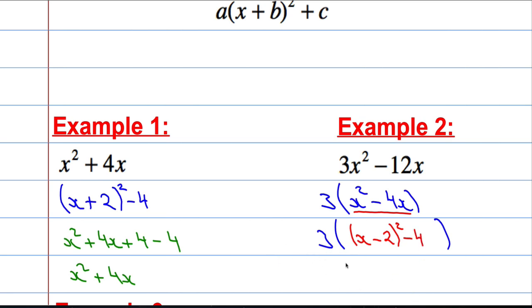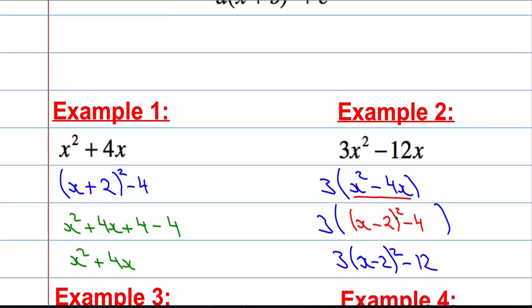Okay, last part now. What I need to do is expand this 3 into the expression. So we get 3, open the brackets, x minus 2 to be squared, minus 12. Okay, and that's now written in the form a times (x plus b) squared plus c. A is 3, b is negative 2, and c is negative 12. And if you want to check this, expand the brackets out, multiply it by 3, and then take away the 12. And you should find that we end up right back where we started.